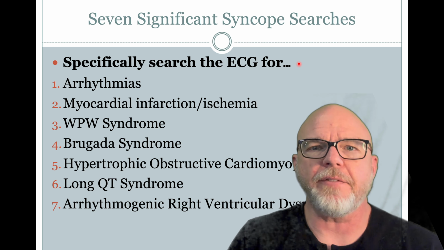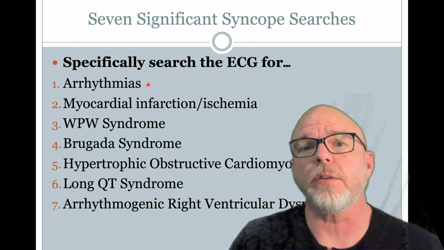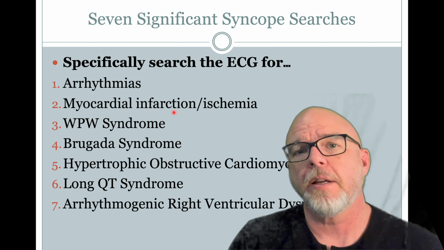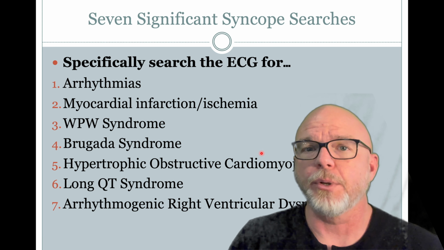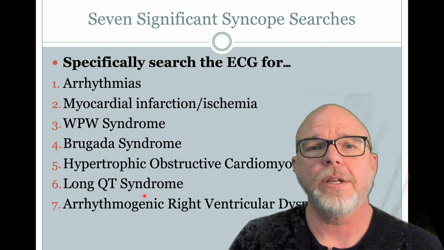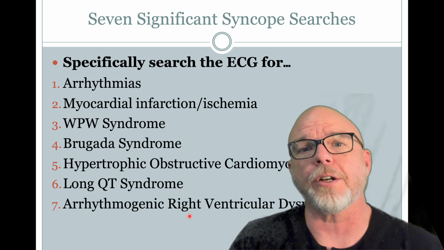So like I said, there's 7 significant syncope searches. I'm going to specifically run a complete 12 lead and look for arrhythmia, myocardial infarction or ischemia, Wolff-Parkinson-White syndrome, Brugada syndrome, hypertrophic obstructive cardiomyopathy, long QT syndrome, and arrhythmogenic right ventricular cardiomyopathy.